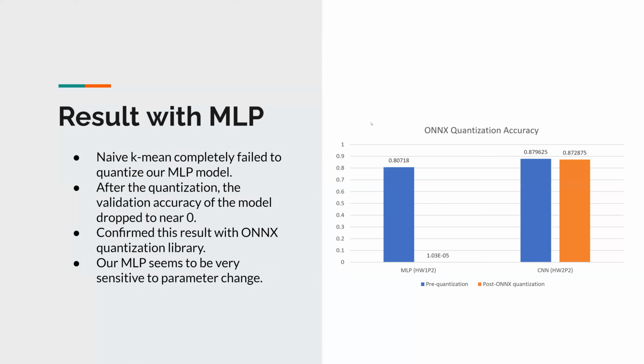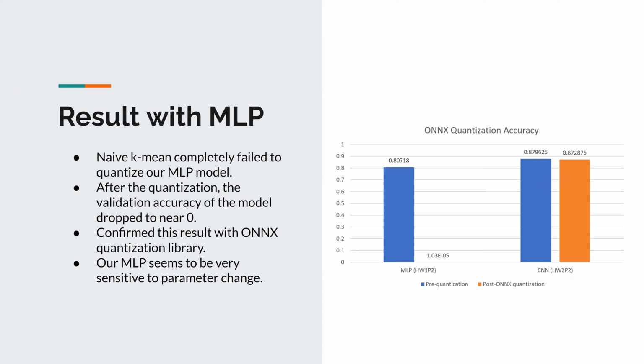Our evaluation metric is the accuracy of the network after quantization. Interestingly, the naive k-means method completely failed on our MLP model. After remapping the weights to the centroids, the validation accuracy of the model dropped to near zero. Our group confirmed this result with the ONNX quantization library, as the MLP model quantized by the library also performed extremely poorly. Our MLP model seems to be very sensitive to parameter changes.